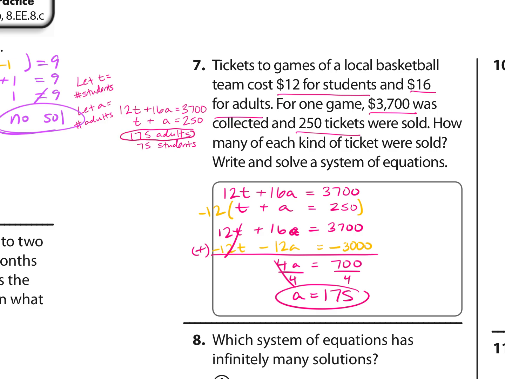And then to get the number of students, we could just take either of our two original equations. I like the second one, T plus A equal 250. Plug in A, which is 175. Or we could have even reasoned through this and said there's a total of 250 tickets, so what remains? 75. But I'll subtract 175 from both sides to solve this little equation, and we get that T is equal to 75, so 75 students.